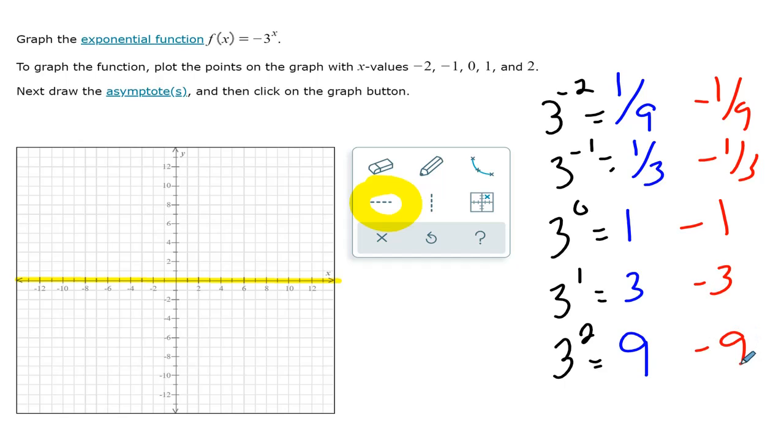And now I'm going to graph those just like I did in the other topic. So negative 2, negative 1/9, negative 1, negative 1/3, 0 and negative 1, 1 and negative 3, and 2 and negative 9. And then I connect my dots and make my nice curve using that button.